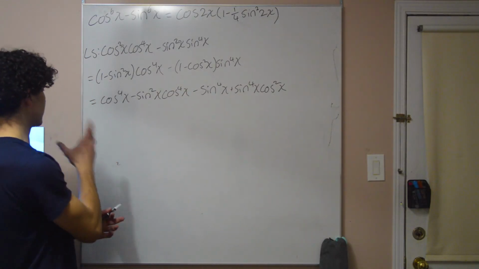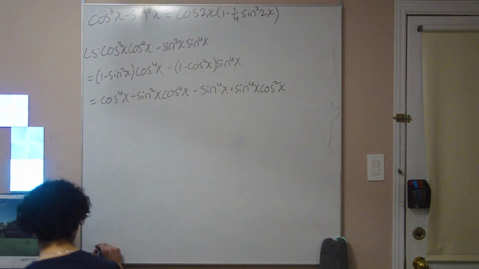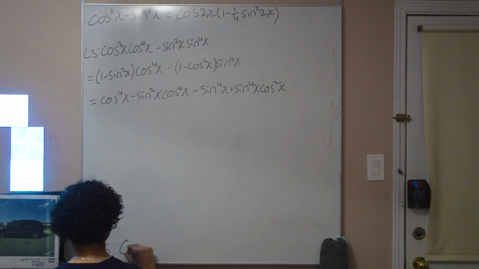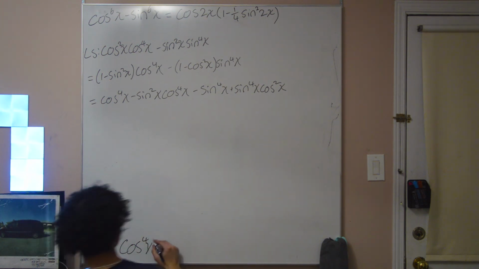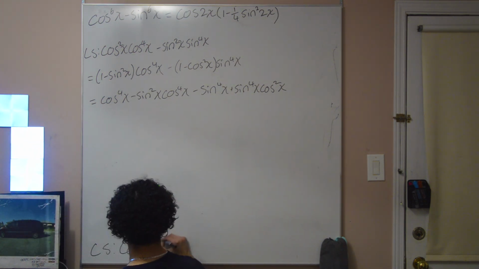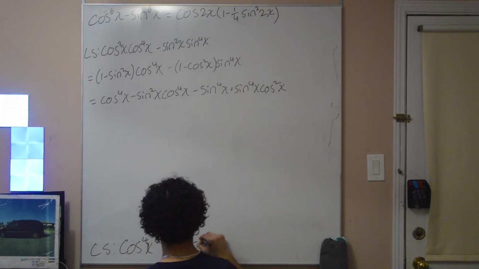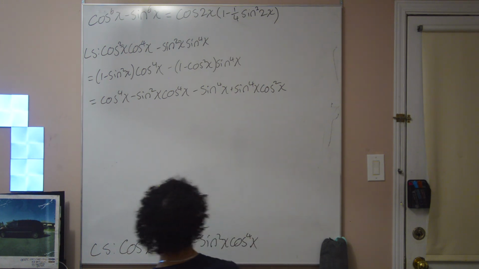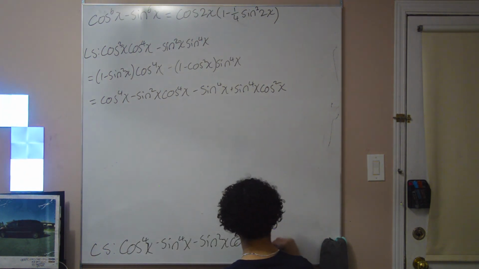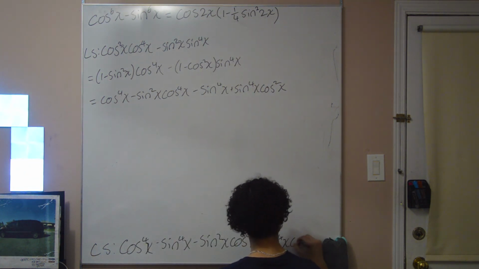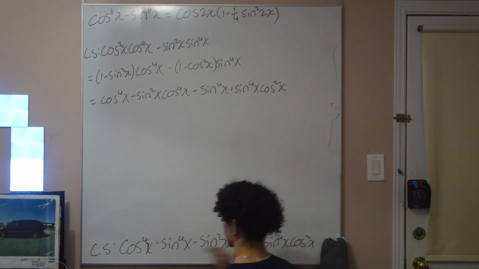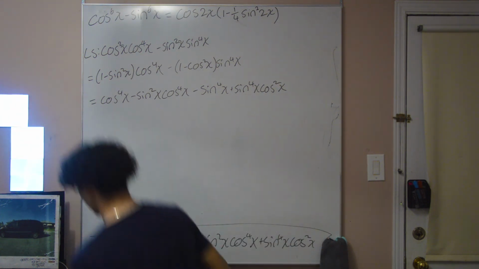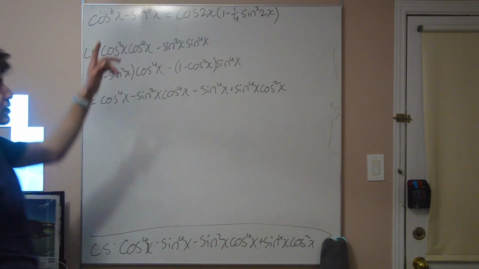Okay, and we're just going to leave it at that. And I'm going to write it down here. So left side is equal to cos to the power of 4x minus sine to the power of 4x minus sine squared x cos to the 4x plus sine to the 4x cos squared x. I'm going to just do that. And now let's take a look at the right side.